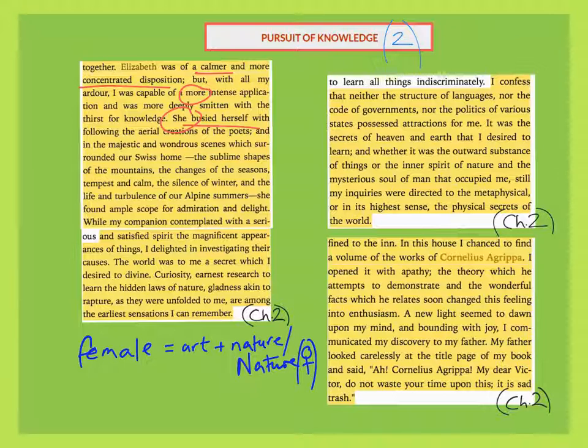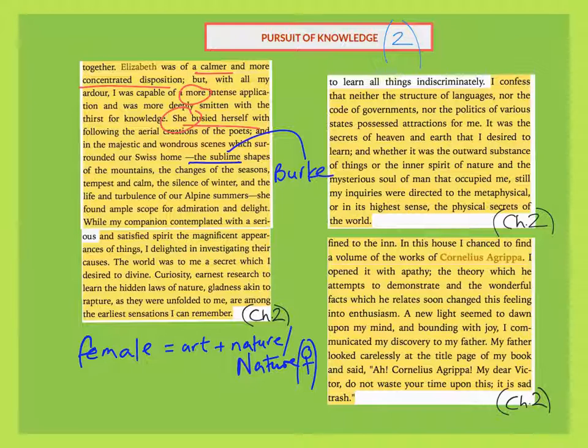Obviously we're getting very romanticist here in terms of the beauty of nature. There's a quick reference to the sublime shapes there. You could bring in a bit of Burke there if you wish. Burke if you want to research him. She found ample scope for admiration and delight.